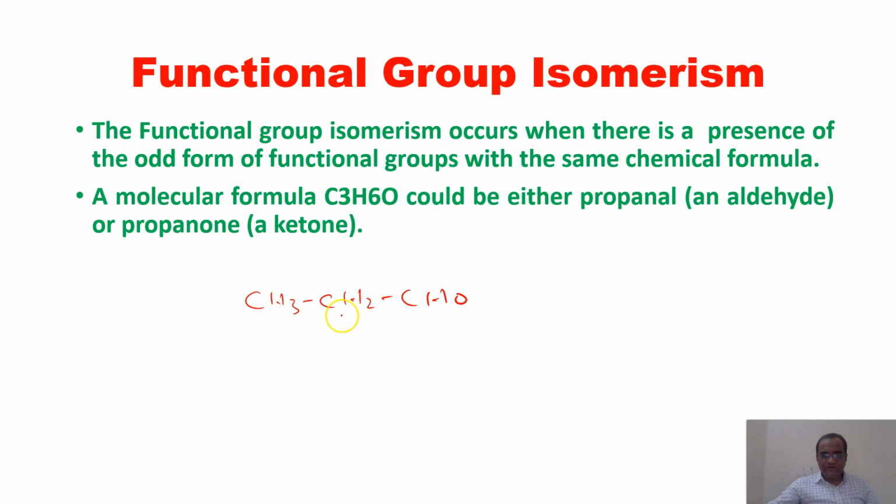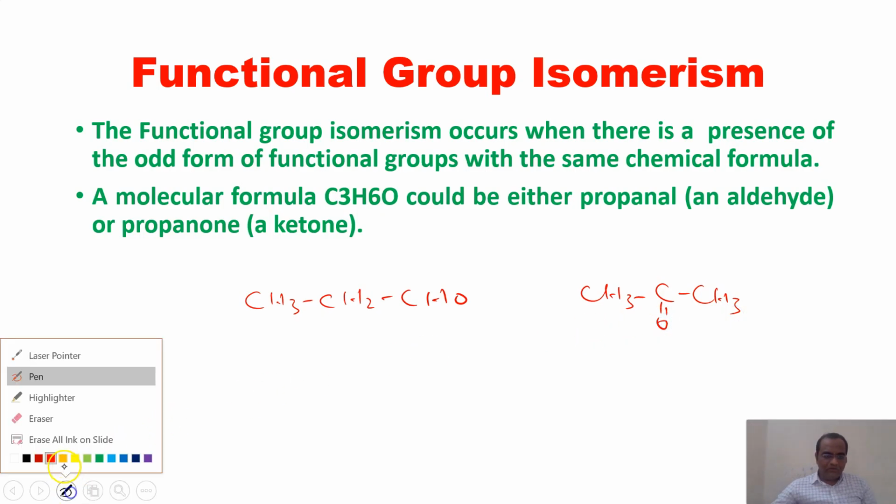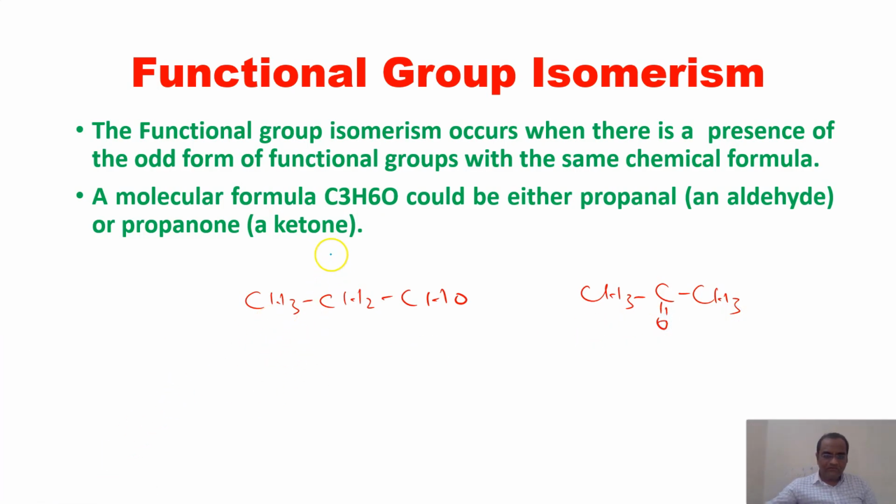This structure is of propanal, that is an aldehyde, and propanone. I will write the structure of propanone also. It is a ketone. If we see the molecular formula, it is C3H6O. Here again it is C3H6O. The molecular formula is the same; the only difference is the functional group.